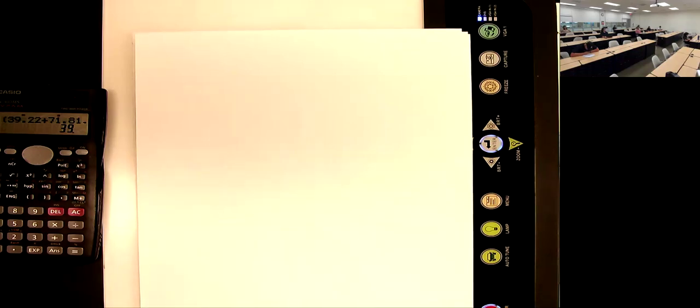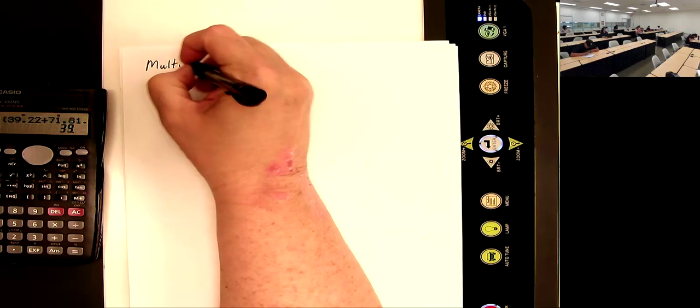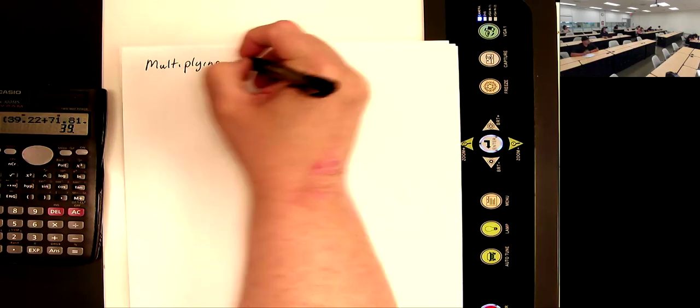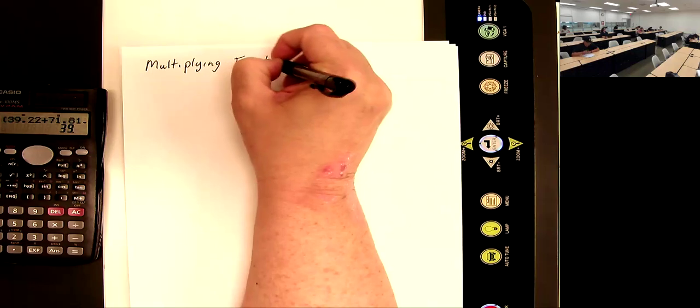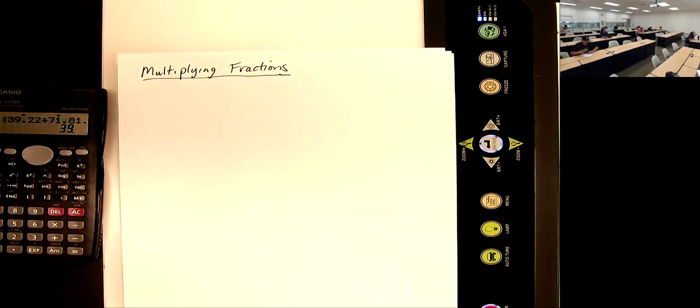Otherwise, we're gonna do some more stuff with fractions. We're gonna look at multiplying fractions. This will come up in chapter 5, guaranteed. If it doesn't happen any other time, it's definitely happening then.